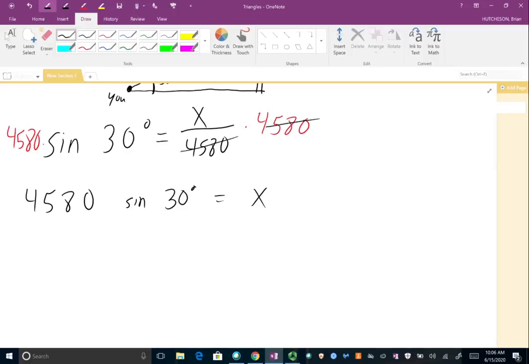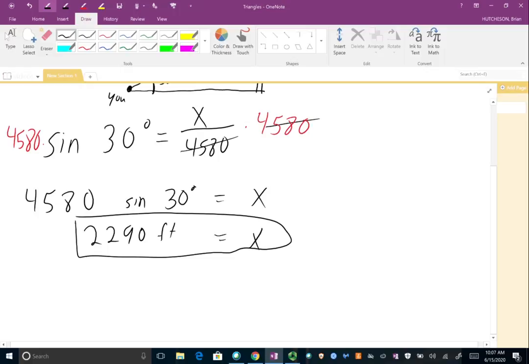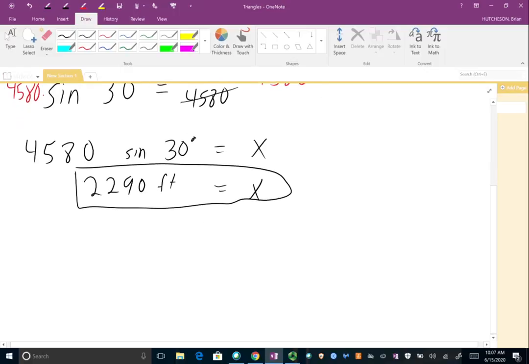So some of y'all have some dang good calculators, and you really have no problem typing this in. 4,580 times sine of 30. You just got to make dang sure that your calculator is in degrees. Some of y'all don't. All right? So if you do not have a calculator that allows you to type it exactly like you see it, this would tell me that x is equal to 2,290 feet. That's how far up this plane is flying off of the ground.